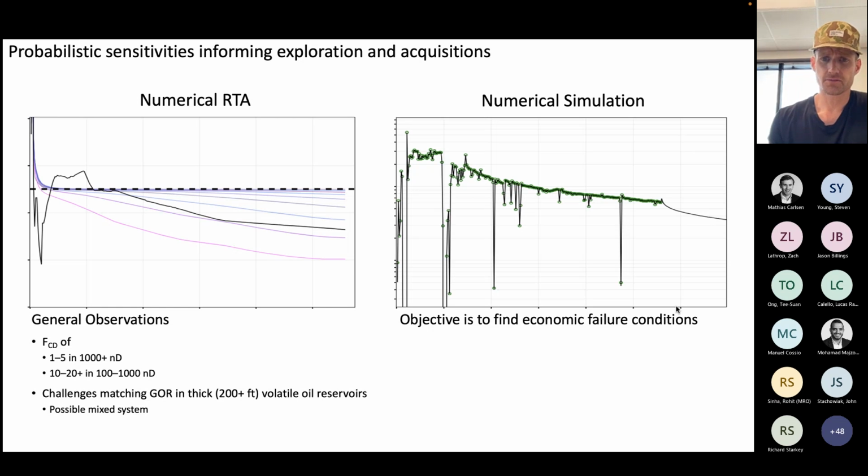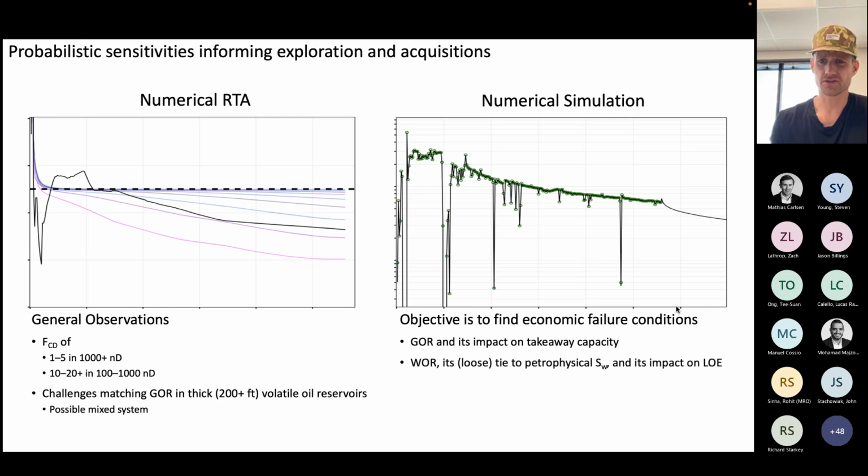How I'm using it is my objective is to find our economic failure conditions. So GOR and its impact on takeaway capacity can influence that quite a bit because our takeaway capacity could curtail our peak oil rates. And then water oil ratio, its loose tie to petrophysical water saturation and the impact it has on LOE. So brief comment on the petrophysical water saturation.